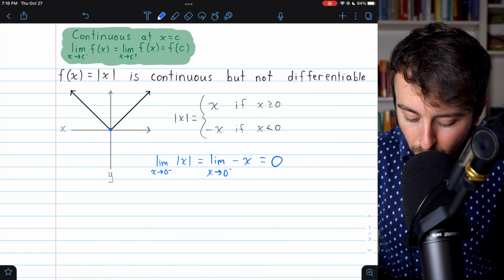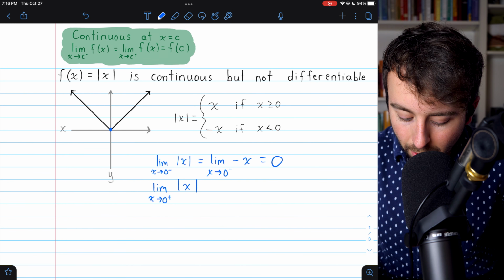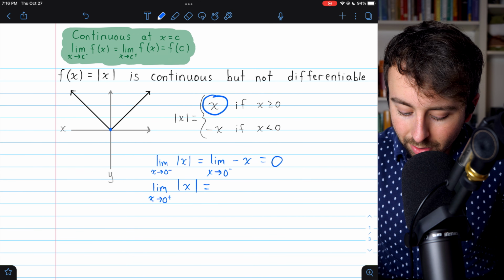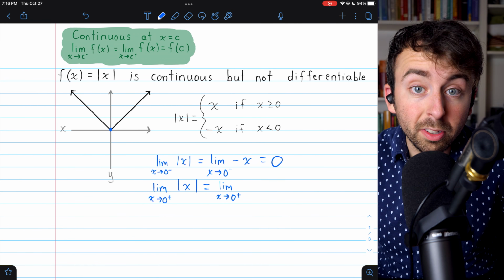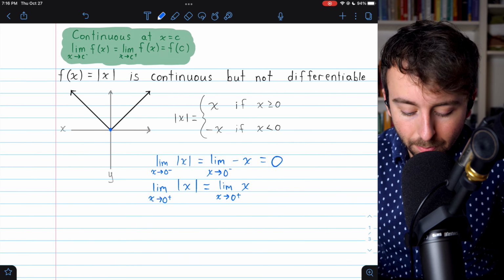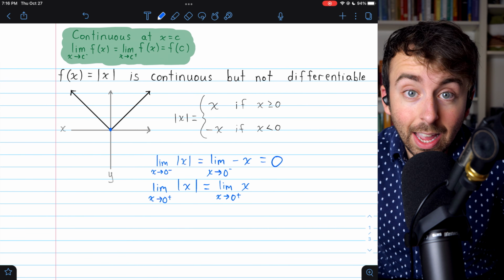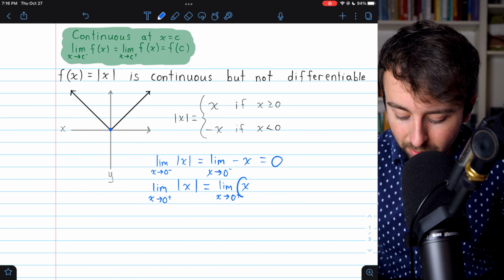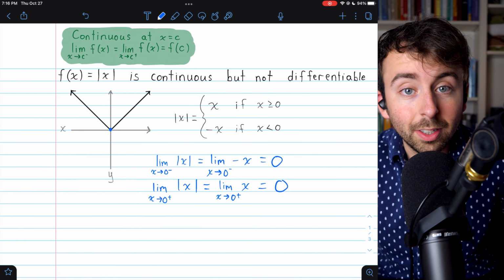And a similar thing is true for x approaching 0 from the right. From the right, since all the x values are positive, the absolute value of x is just x. And so as x approaches 0 from the right, the limit of x, because the absolute value of x is just x when x is positive. Again, we could now certainly plug in 0, since we know that x is continuous, and this will then be equal to 0.